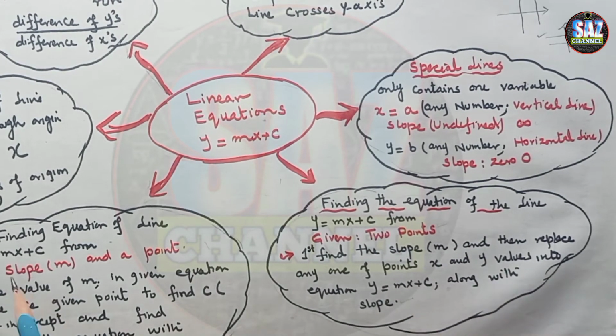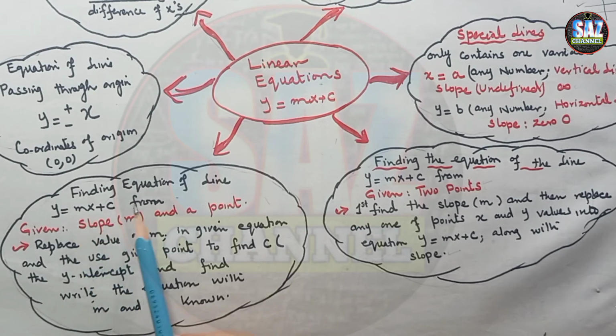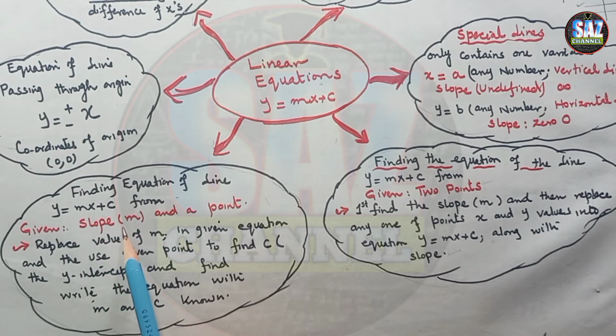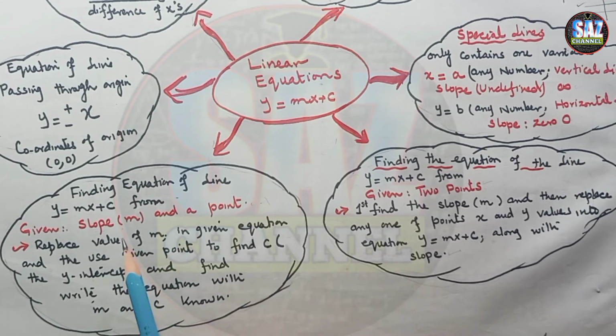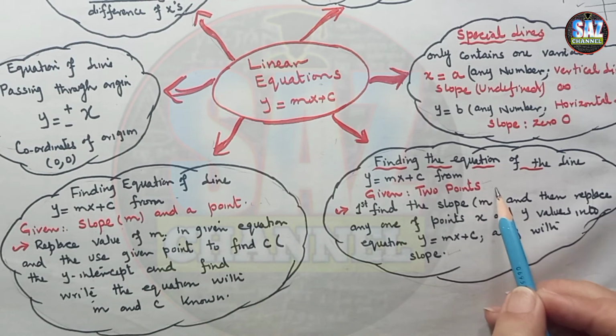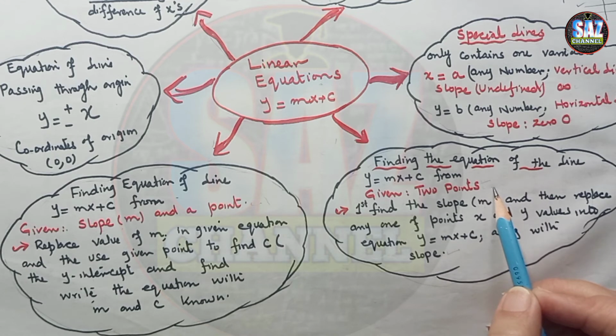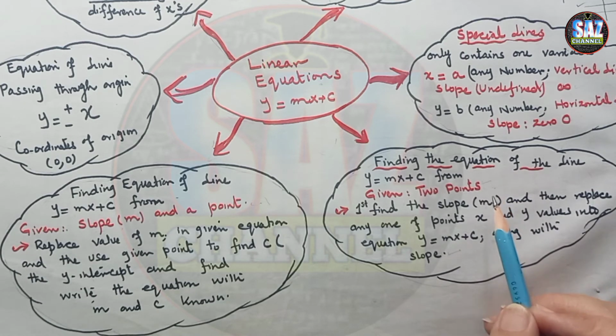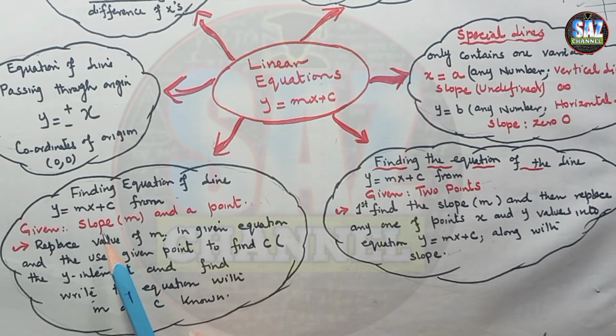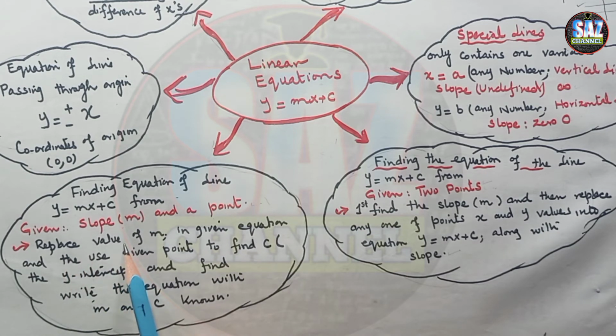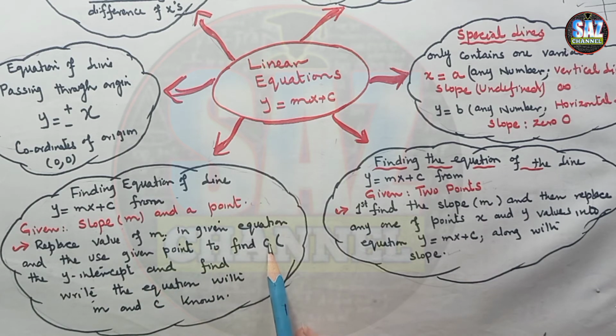Coming to the next point, finding the equation of a line y equals mx plus c when the slope is already given and a point is given. In the first case we are given 2 points, and with the help of those 2 points we have to find m and c. But in the second case we will be given the slope value already and 1 point. So first of all we have to replace the value of m in the given equation, and then use the given point to find c, which is the y-intercept, and then finally write the equation with m and c known.